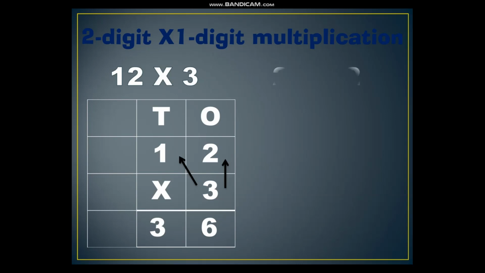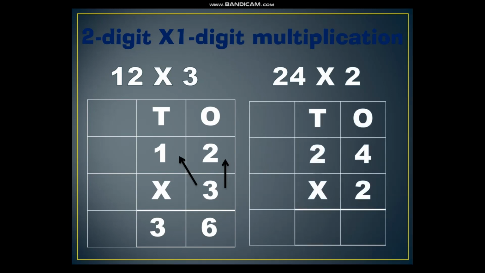Let us do one more example. 24 multiplied by 2. Let us see how do we go about it. The same way, digits at ones place are multiplied and we get 8. 2 4s are 8 or 4 2s are 8. Then 2 2s are 4. So I hope you know the process now. Let us do more examples.